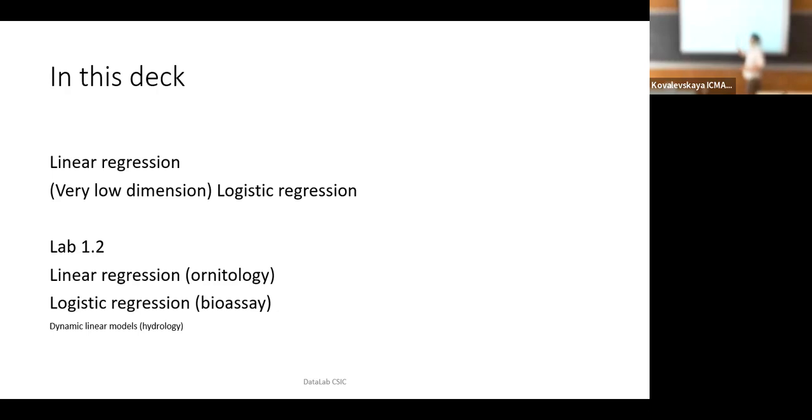Okay, so associated with this, there's a lab, and you can practice all that we shall say. There's an example on Bayesian linear regression in ornithology, and an example of logistic regression related to a bioassay.